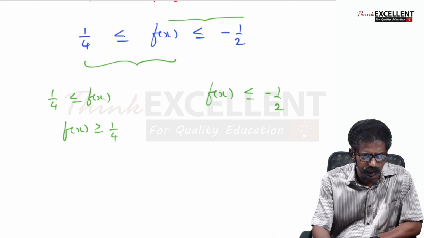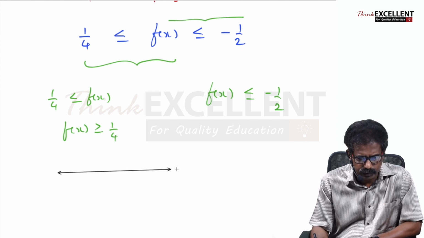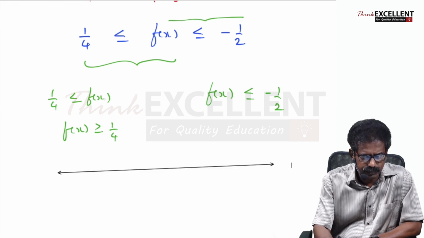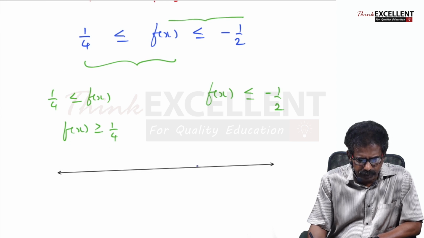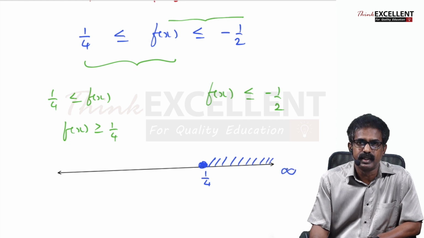So if you draw a number line, f(x) is greater than or equal to 1/4. Say I'm taking 1/4 here. Greater than or equal to 1/4. Okay, 1/4 is also included, and the greater values go up to infinity, right?